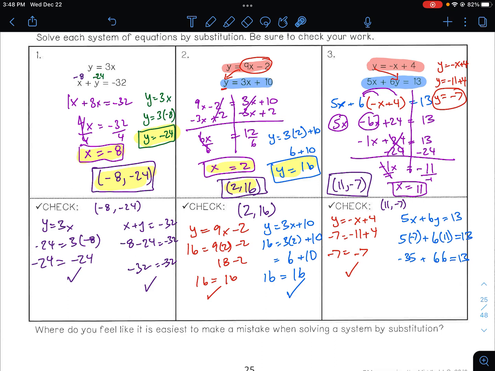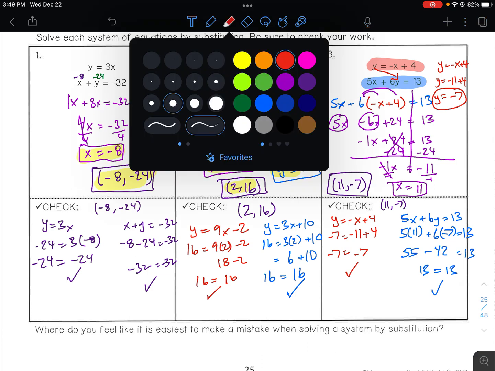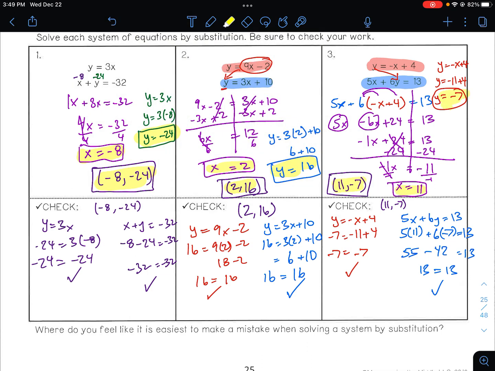Oh, you know what I did? I didn't multiply correctly. Whew, that was a waste of time. 5 times 11, my goodness. 6 times negative 7. I'm sorry. That is 55, plus 6 times negative 7, which is not going to be a plus. That's going to be a negative. 55 minus 42 equals 13. Does it? It does. That checks out. Holy cow. Sorry about that. That is the correct answer. That's what I get for rushing in my head.